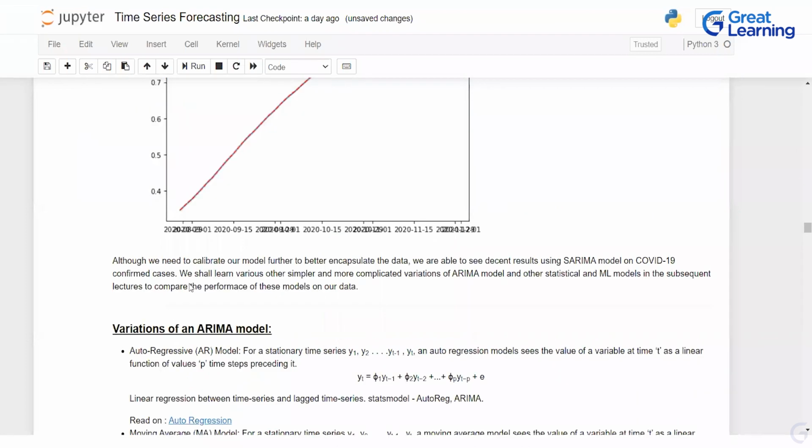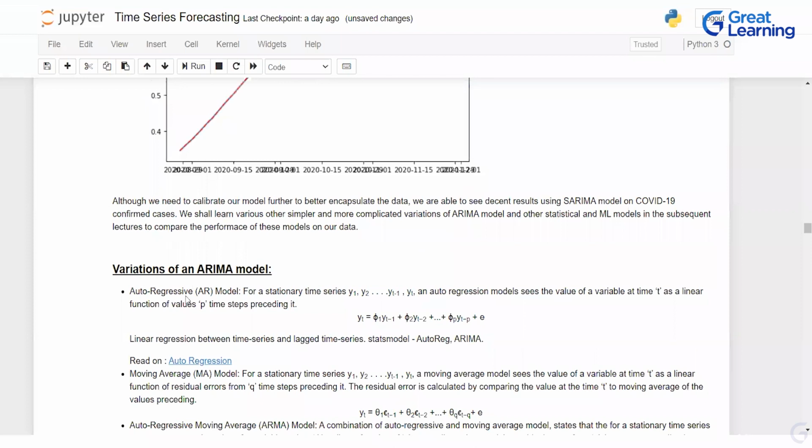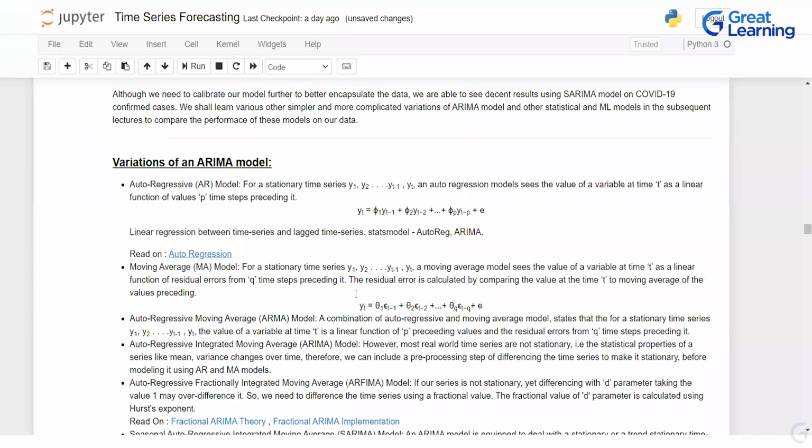Now, variations in ARIMA, there are certain variations. Something which you should study about is fractional ARIMA also. This you can give a read. I will talk about auto ARIMA first, then I will go to ARIMAX.